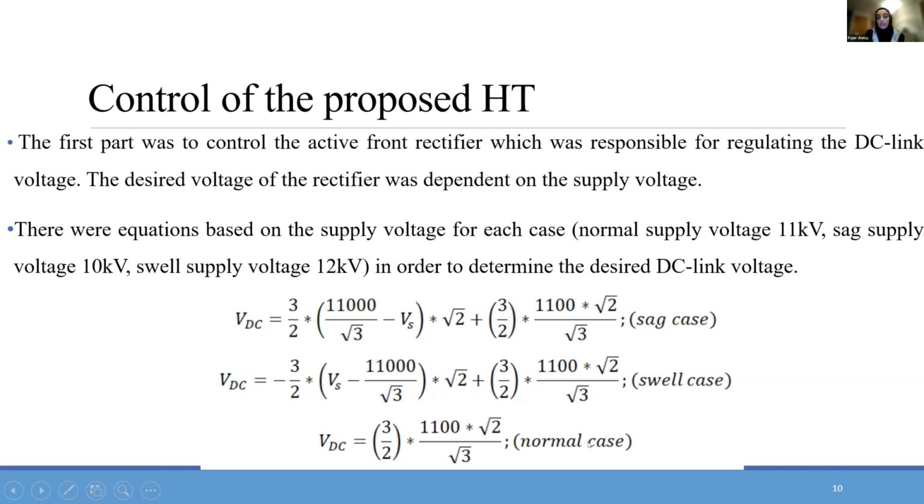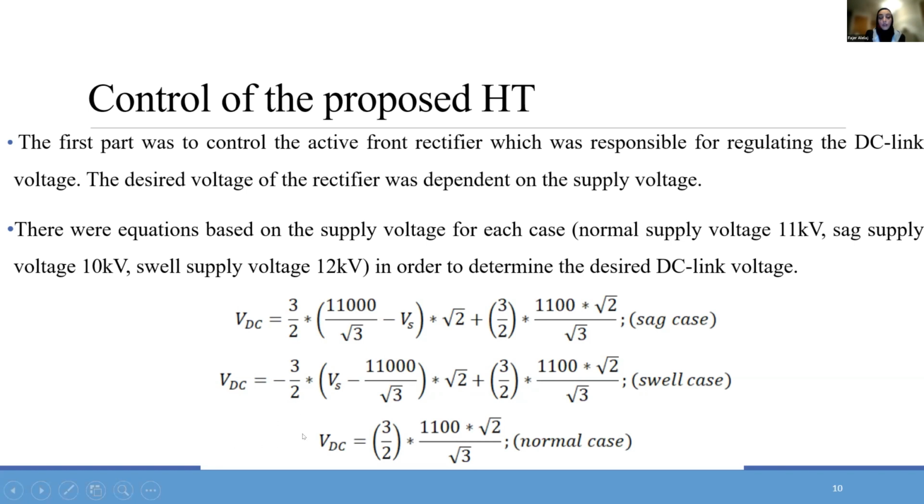For example, the normal case, where the supply voltage is 11 kV. The sag case, where the supply voltage is 10 kV. The swell case, where the supply voltage is 12 kV. This equation is used in order to determine the voltage of the DC link. You see this ratio is 3/2. This is the ratio between the desired DC link and the desired output AC voltage, and it was selected.